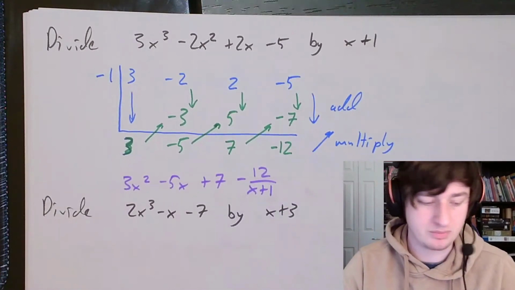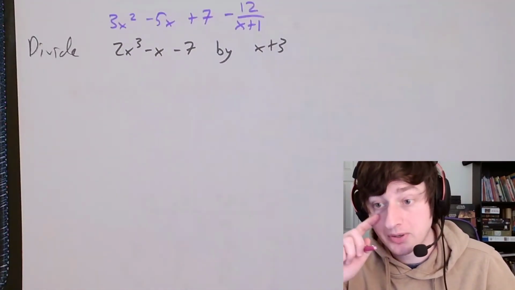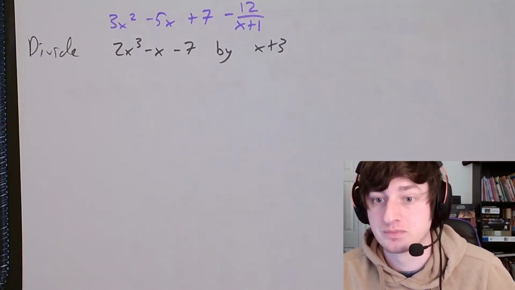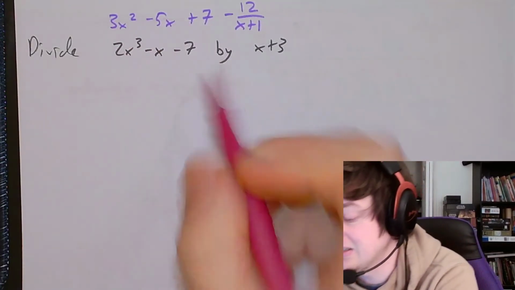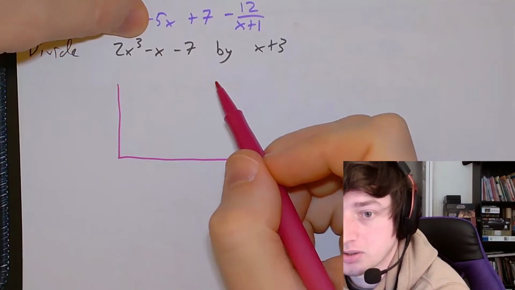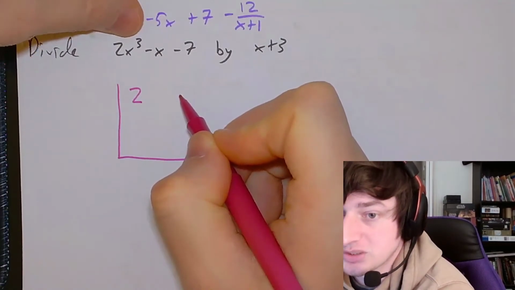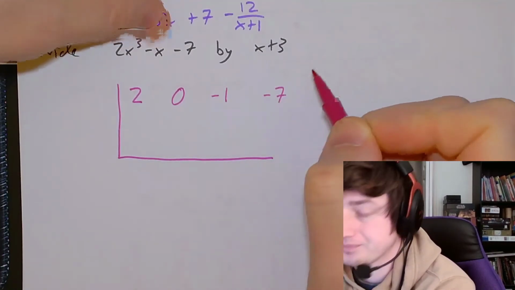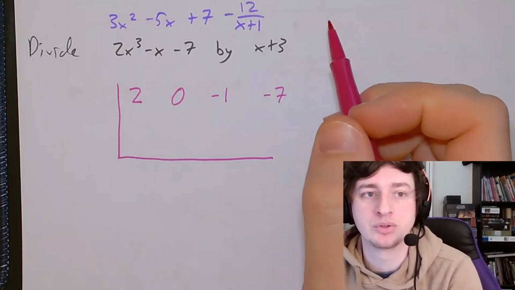Now, a big piece of these synthetic division problems is you need to remember to include the zeros for the missing terms. So this goes x cubed and then x. There's a 0x squared in here, and you need that 0 in the synthetic division, like a placeholder. So it's going to be 2 and then 0 for our 0x squared, and then -1 and then -7. So you need the 0 for that placeholder.